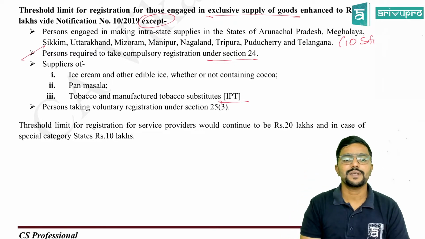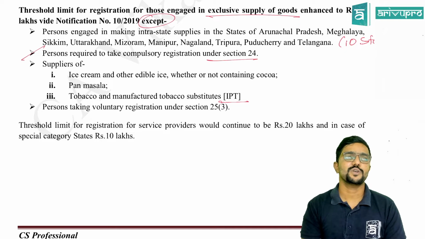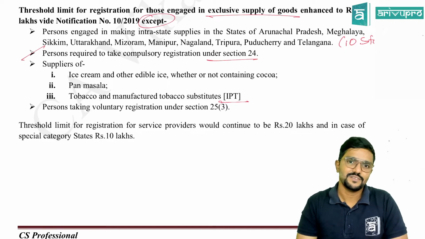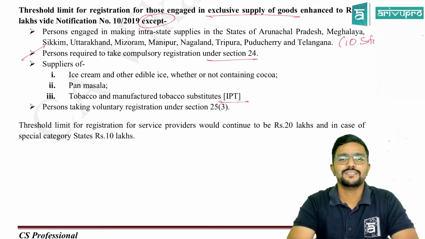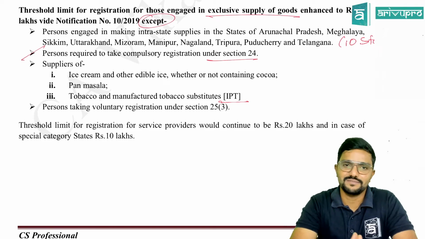Last one. Person who is taking voluntary registration. So you have already taken a voluntary registration. So you have already become a bakra. So for you, no limit is applicable.